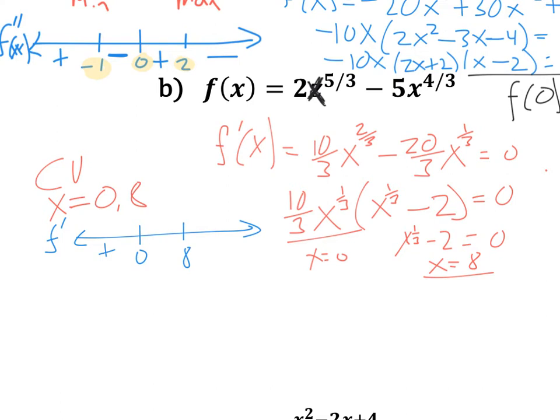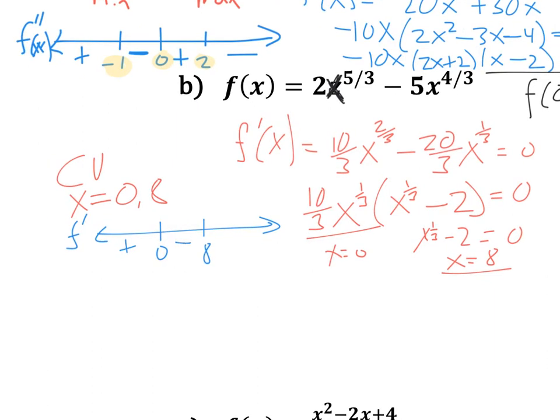And that's going to be increasing. So from 0 to 8, plug in positive 1. Positive 1 is going to make this positive. This makes this 1 minus 2, which is negative. So positive times a negative gives us a negative. So between 0 and 8, we have negative.